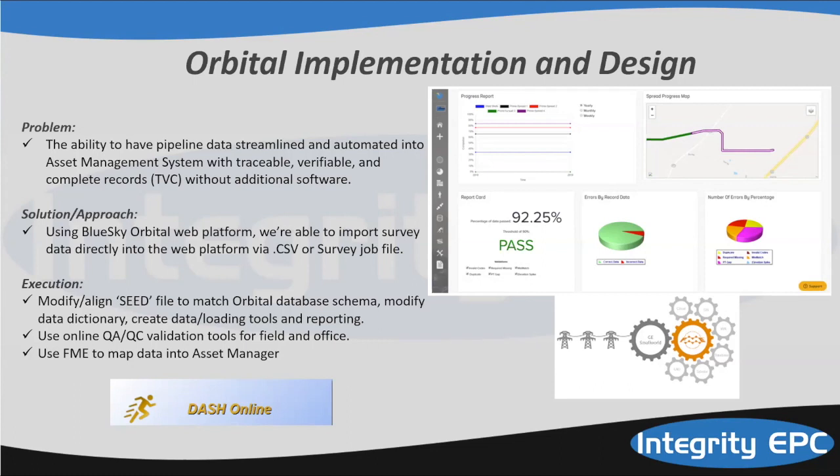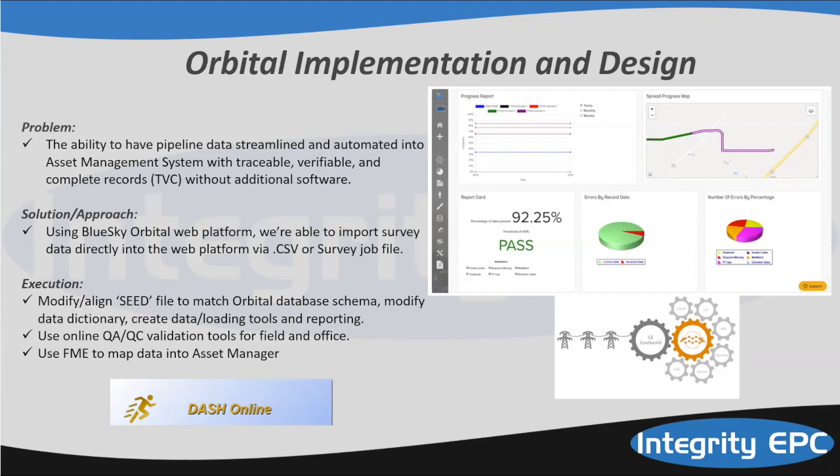And then our execution, we had to basically modify our database, which is a C file, to match the Orbital schema, revise or modify their data dictionary. So survey crews, survey consulting firms were all on the same page. We had a baseline, and then creating data, loading tools, and reporting tools so that the end users can do what they need to do.